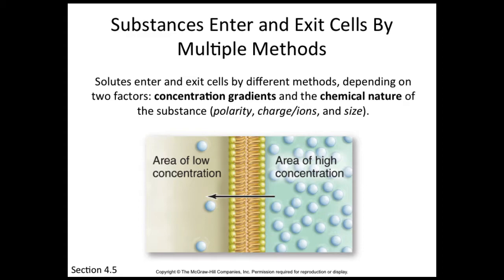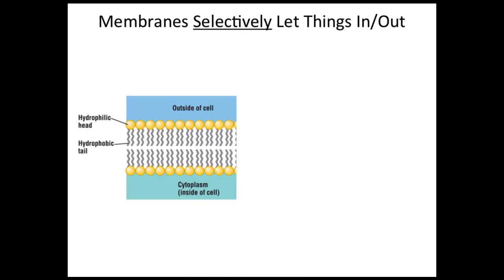Solutes may enter or exit a cell by several different methods, and these methods really depend on two main factors. Number one, what is the concentration gradient? And number two, what is the chemical nature of the substance in question? That is to say, what is the polarity? What is the charge? What is the size of these solutes that are trying to pass through our membrane? We could really say that membranes selectively let things move in or out of that cell.